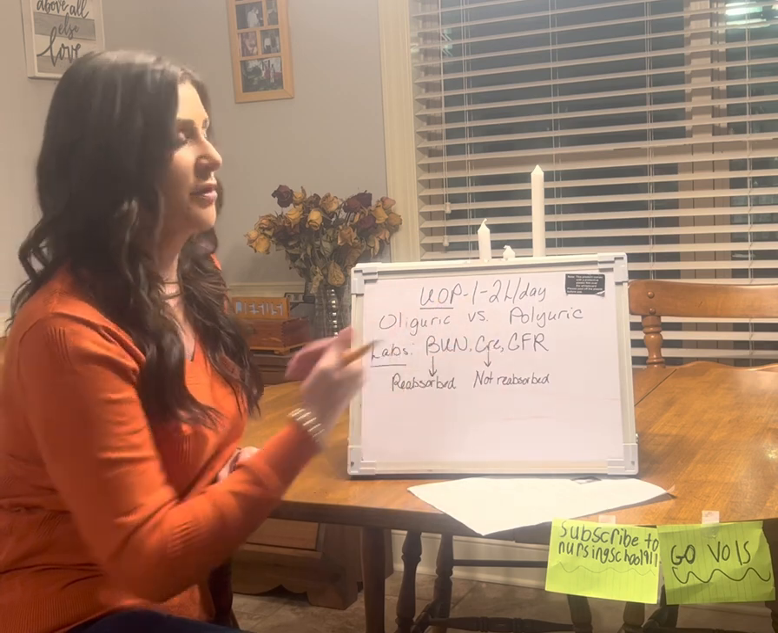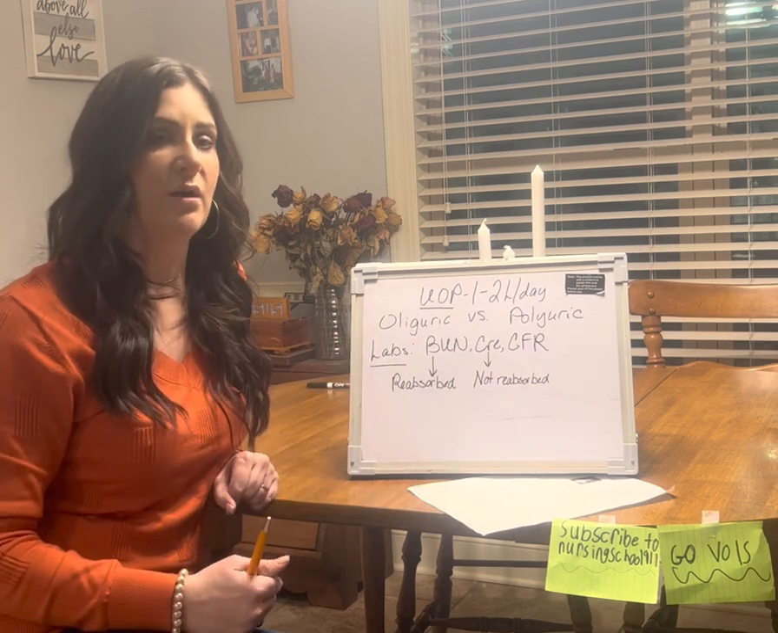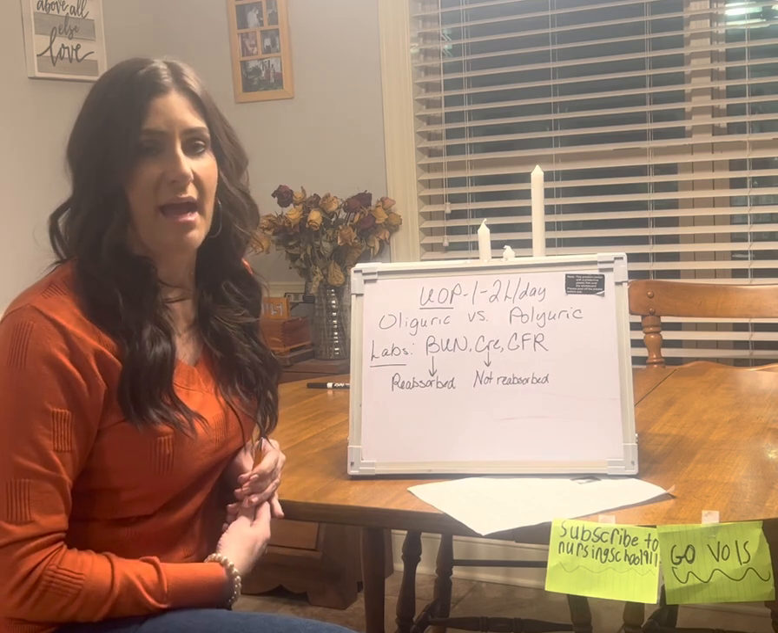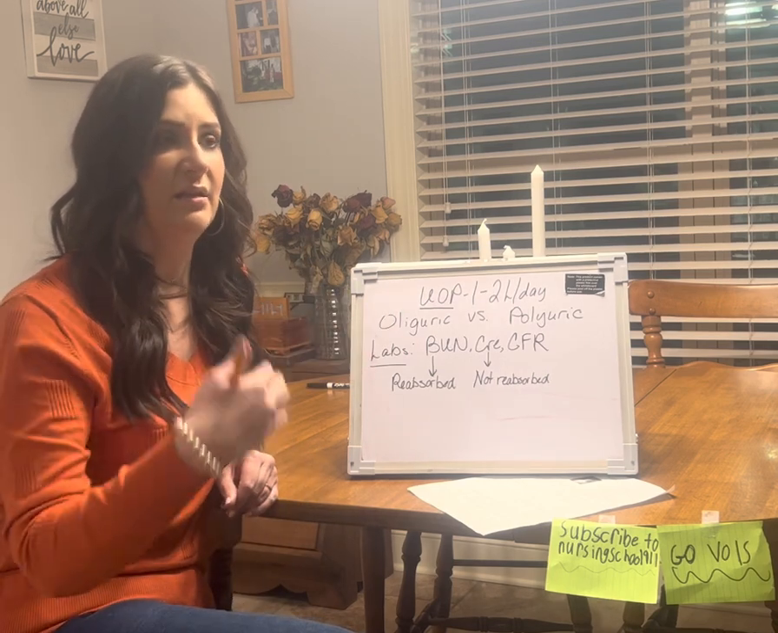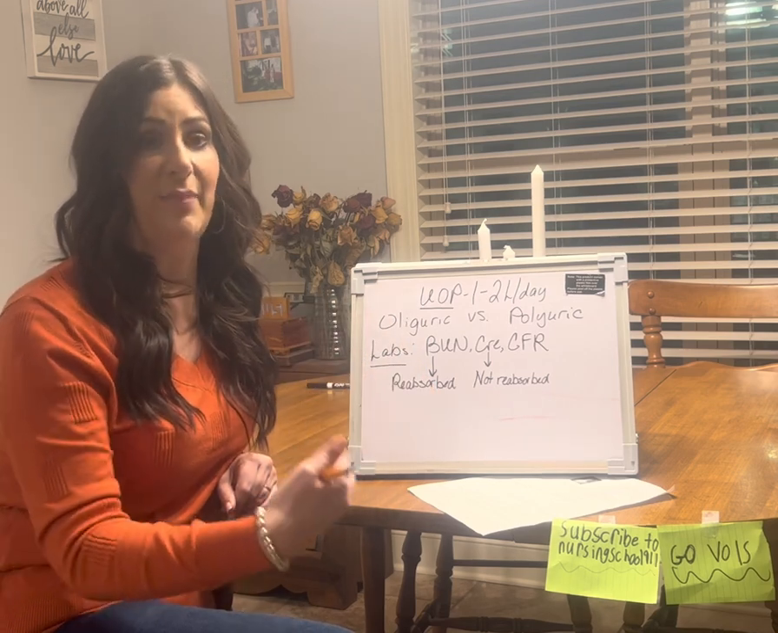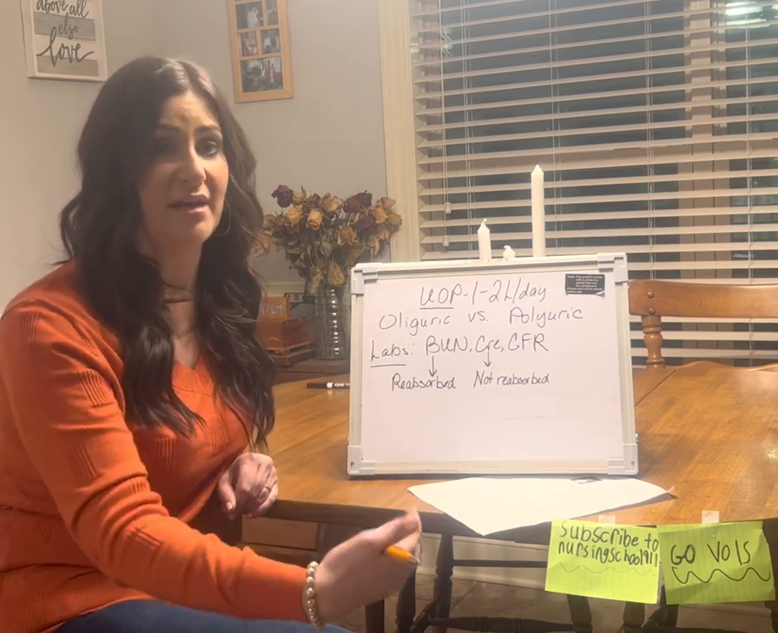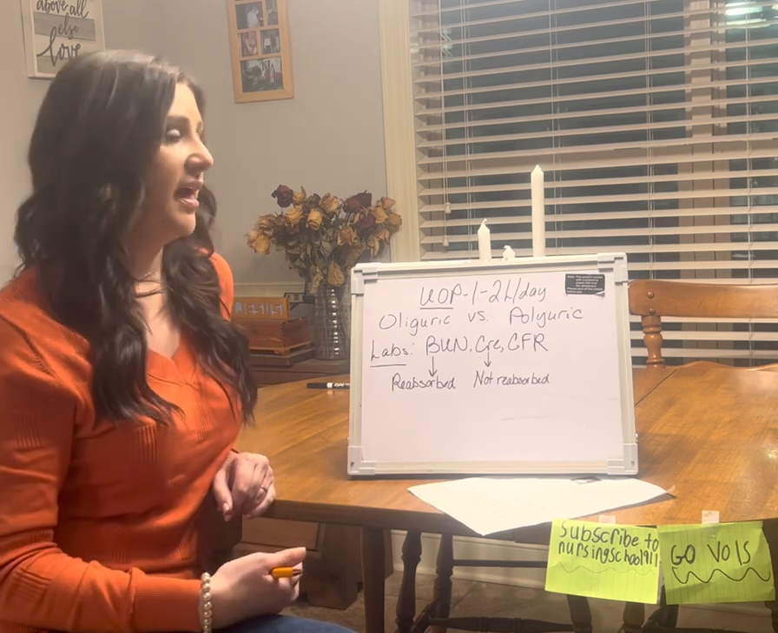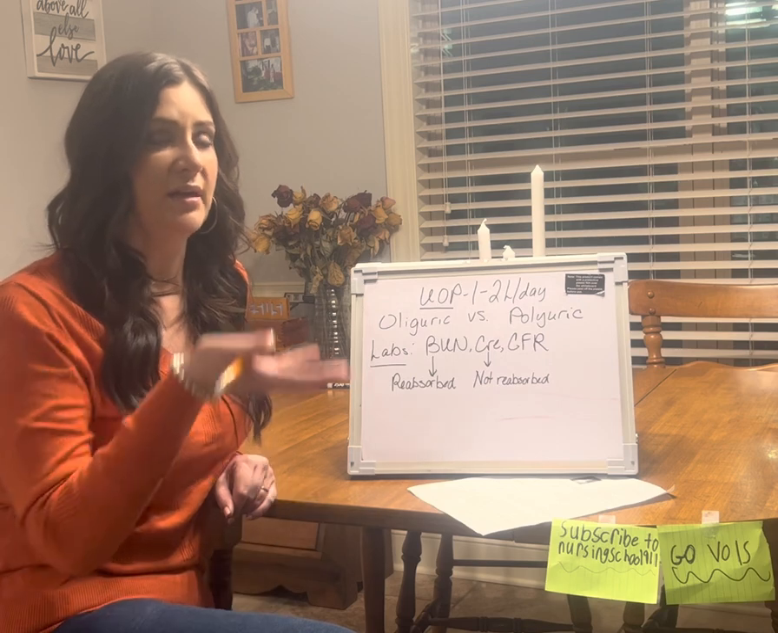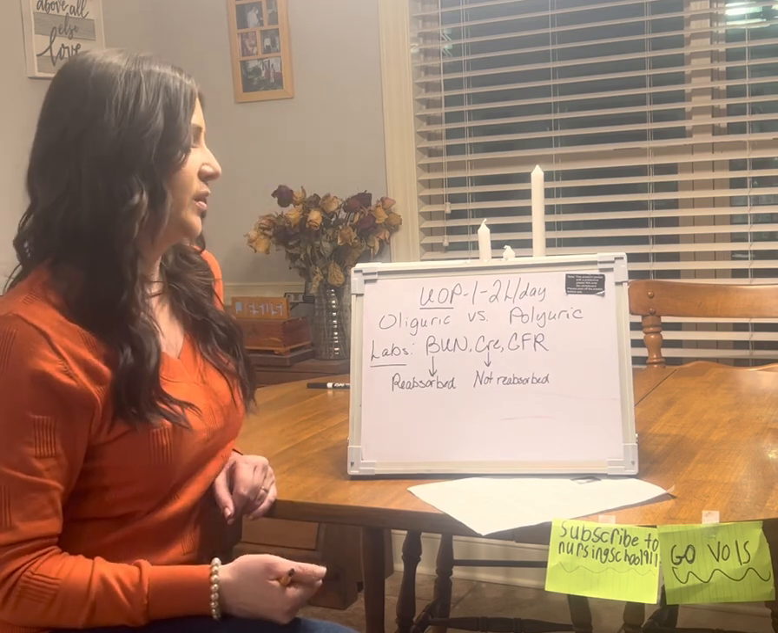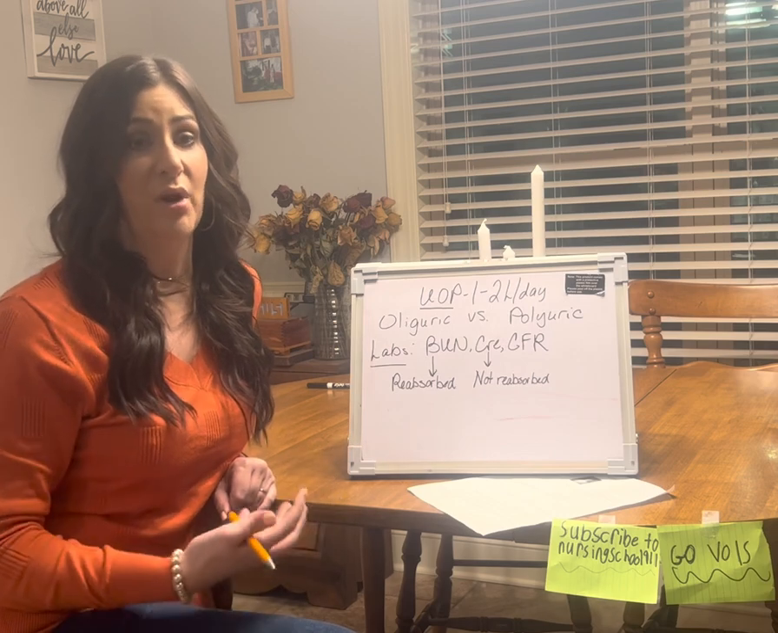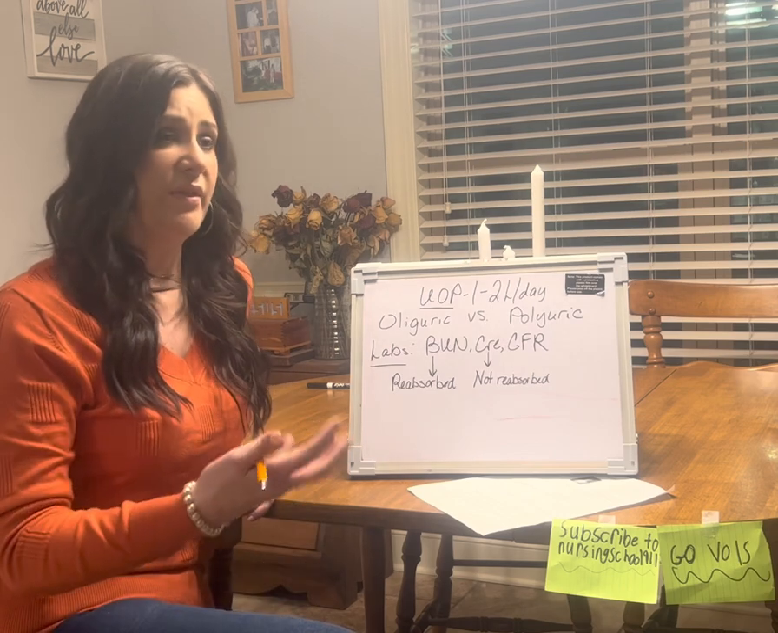Honestly, GFR is where it's at, but let's talk about BUN and creatinine. BUN is how the blood reflects the level of urea that is in the blood. Urea is a byproduct of protein breakdown within the blood, okay? So as BUN goes up, that means the urea level within the blood is going up. Creatinine is the byproduct of muscle breakdown within the blood.